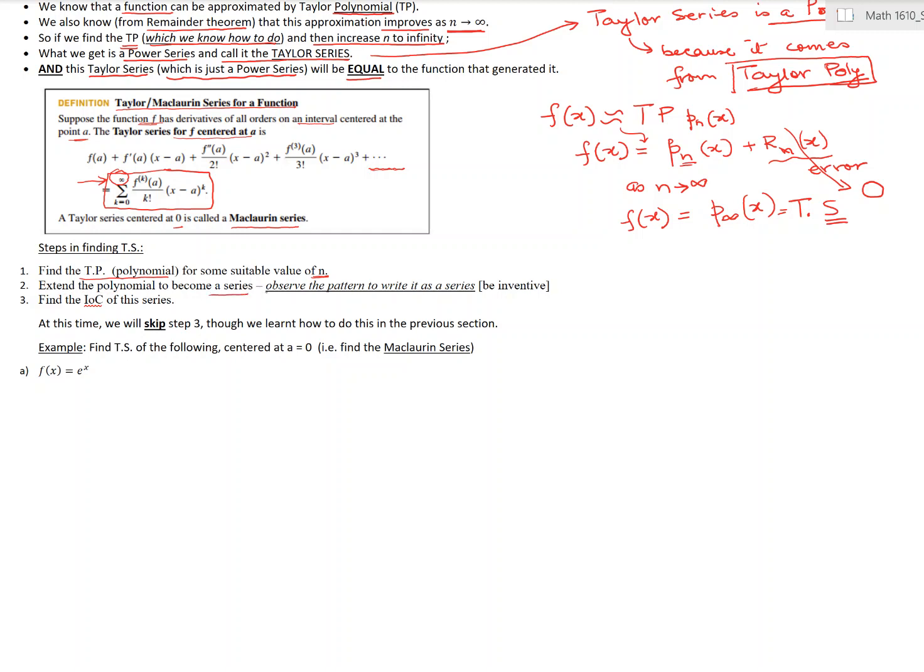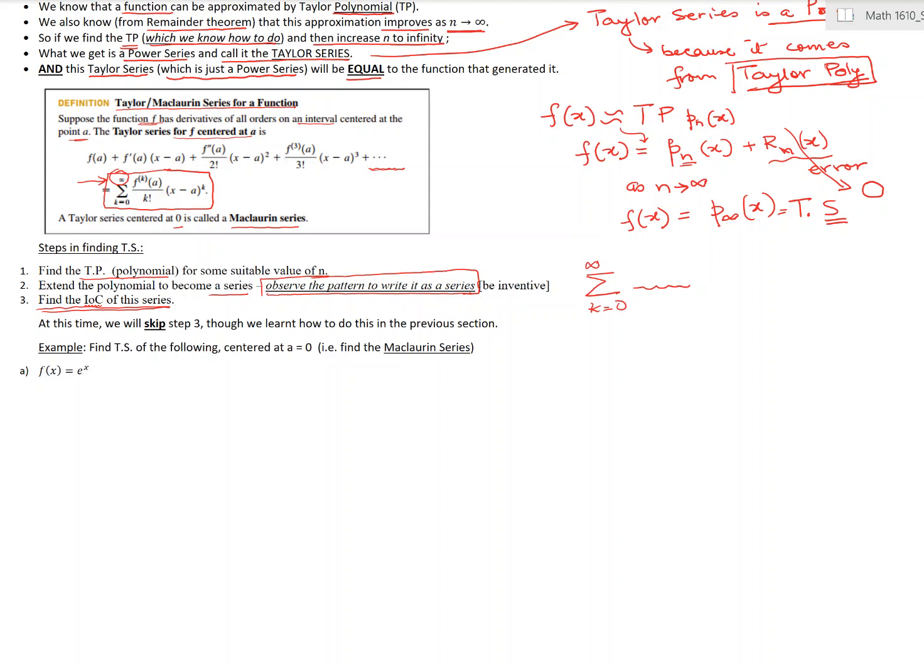So that means you just extend it to infinity. Then you have to observe the pattern to write it as a series. So this I'll explain when we do examples, what I'm trying to say here, because we have to write it as a series in this manner, starting from k, from 0 to infinity something. And then the third step is to find the interval of convergence of this series.